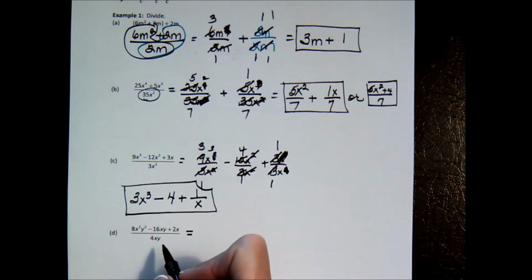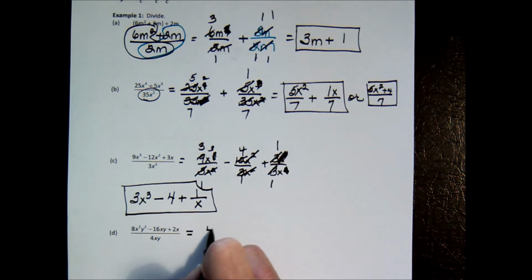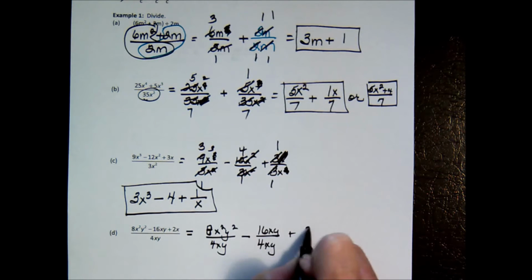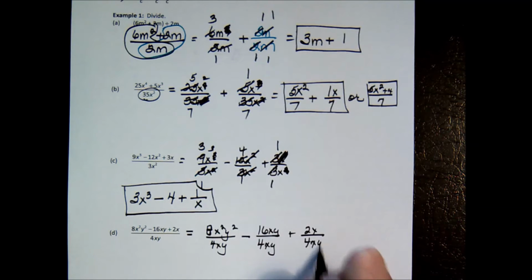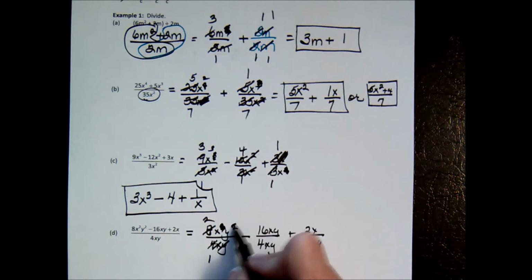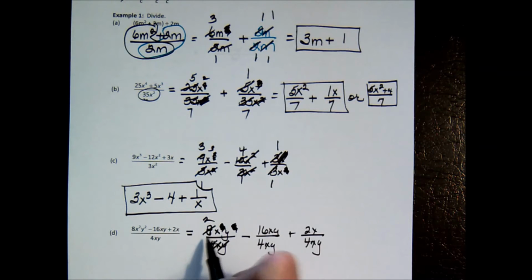All right, let's try this one. Again, we're going to split it into 3 fractions. So, 8x squared y squared over my denominator, minus 16xy over my same denominator, plus 2x over the same denominator. And again, you've got to be really careful with your cross-canceling here. 4 goes into 4 once, it goes into 8 twice. This x cross-cancels one of those. This y cross-cancels one of those. Notice how I cross out what's used up. So I'm left with 2xy in my first term.